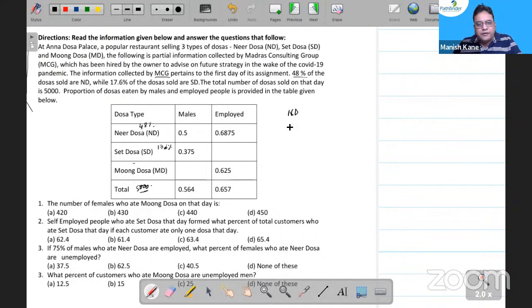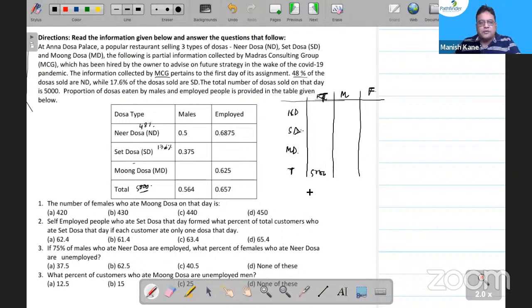So let us first of all see what is the case here. You have three types of dosas, neer dosa, set dosa, and moong dosa, and total, correct? And these have been divided over male customers and female customers. In fact, you have total customers, you have male customers, you have female customers, correct?